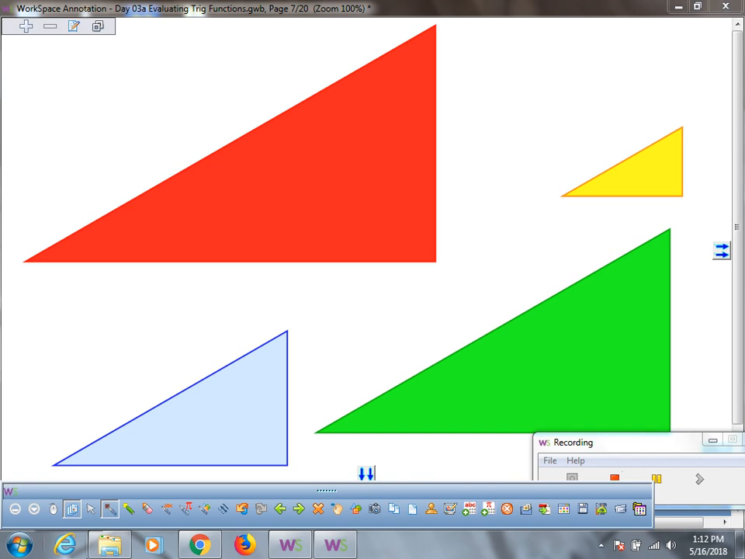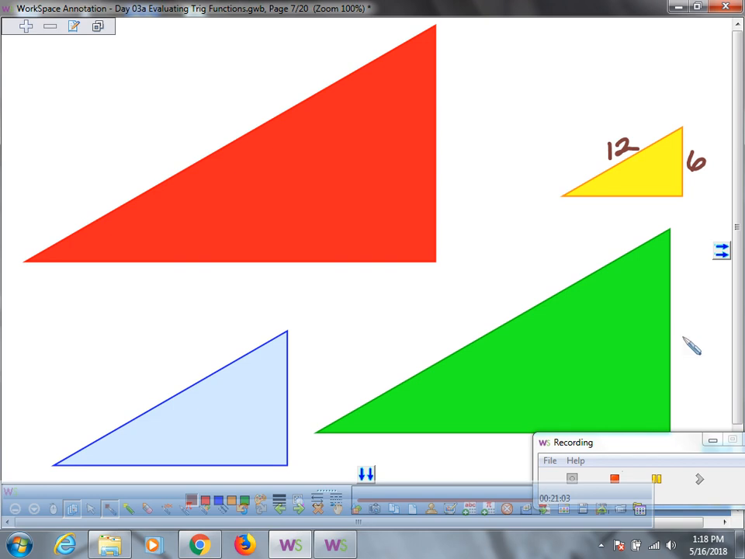What if this was 6? What if this was 12? 24. What if this was 18? What if this was 100? Does everybody see the connection? It's a scale factor, right? It's a scale factor. So the hypotenuse is twice as big as that shorter leg.